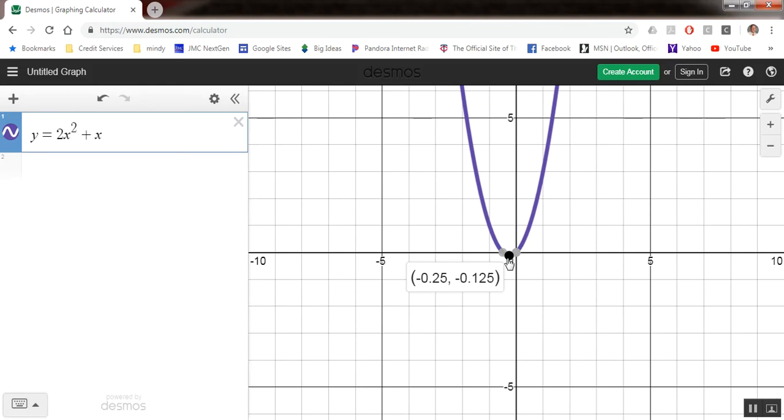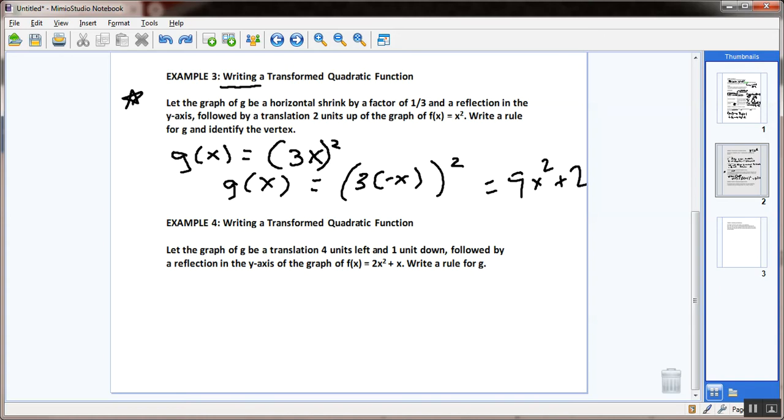Okay, let's take what we know about transformations and see if we can figure problem number 4 out. First of all, it says let the graph of g be a translation. I'm going to underline all my translations. What's the first one, kids? Second one is followed by... Okay, so the first thing we're going to do is go what?